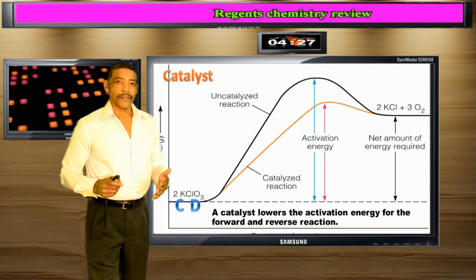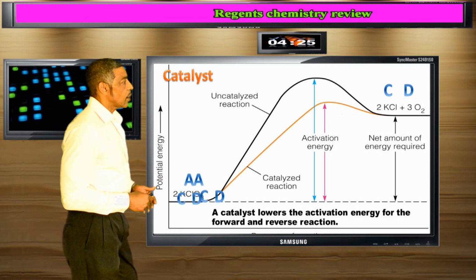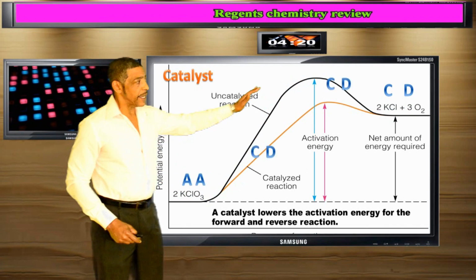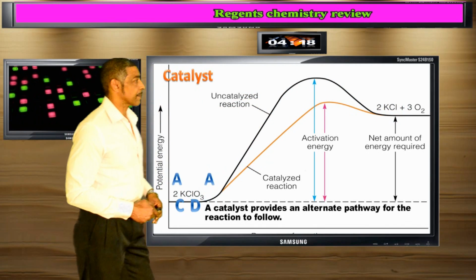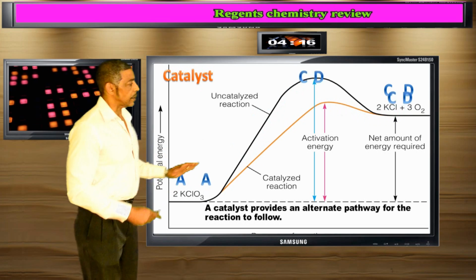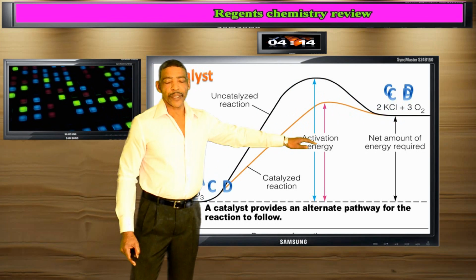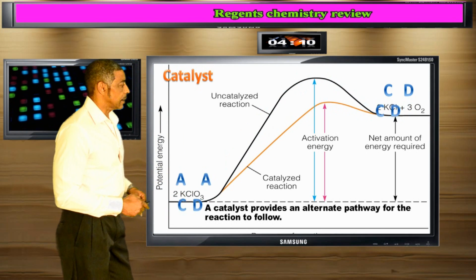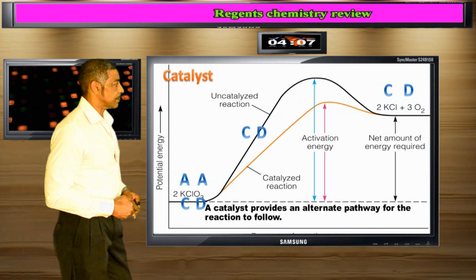Adding a catalyst. Adding a catalyst will increase the rate of a chemical reaction by lowering the activation energy. This provides an alternate pathway for the reactants to follow, thus increasing the rate of the chemical reaction.